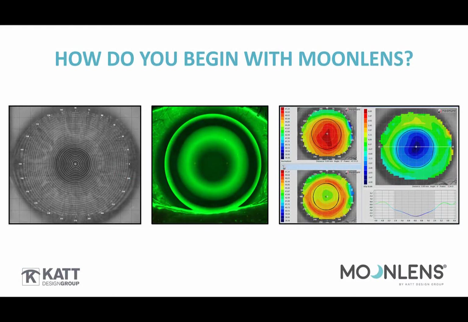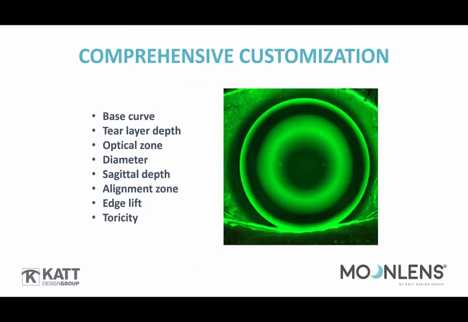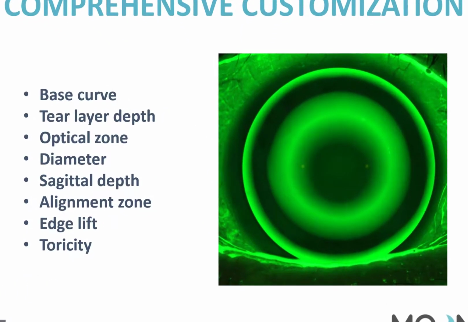What information do we need to acquire to create a successful MoonLens outcome and a high first fit success rate? The MoonLens requires a few pieces of patient data, which are generally easy to collect. This patient and topography information will be used by the fitting software to construct a completely customized lens in base curve, tear layer shape and depth, optic zone size, diameter, sagittal depth, alignment zone shape, edge lift, and toricity.